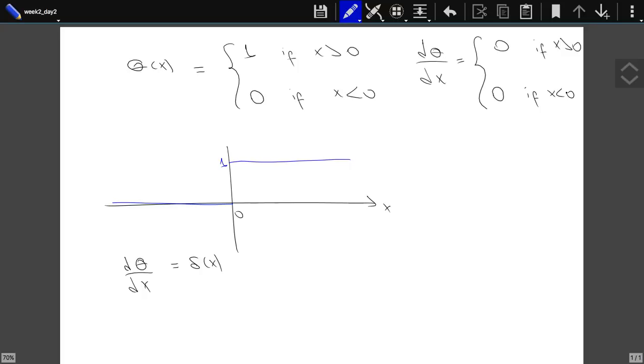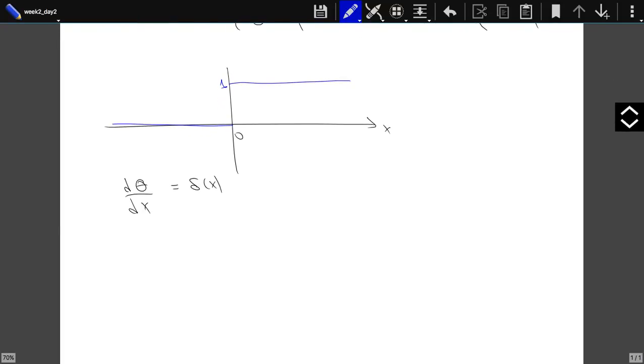Now we need a second property. What is the second property of the Dirac delta function? Its integral should be 1. Well, we can say that its integral over all x should be 1, or we can say that its integral from a point below 0 to a point above 0 should be 1. Well, they are the same because it's almost everywhere 0 anyway.